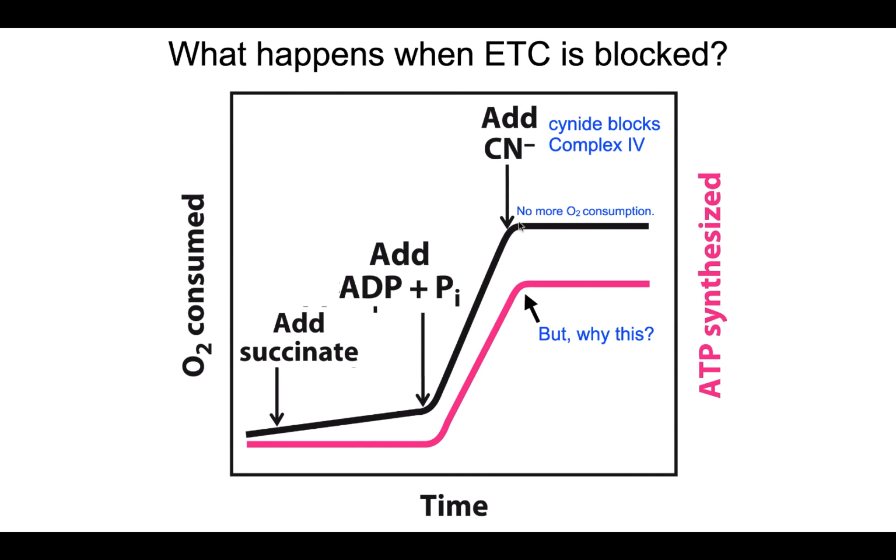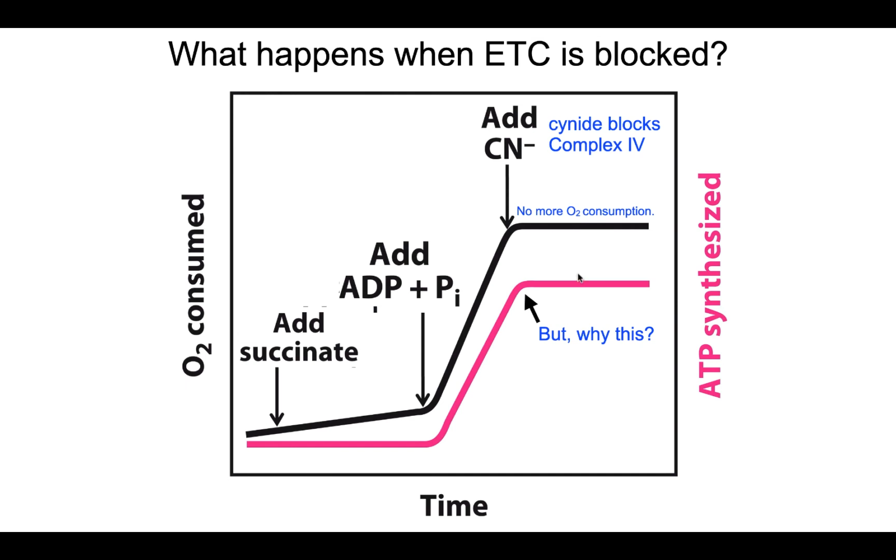Fantastic. But now let's see what happens. Again, we're messing around with the system to support the idea that these two processes are coupled. They are dependent upon one another. So the next step is we add cyanide to the system. And now what cyanide does is it blocks complex 4. Complex 4 catalyzes the reduction of oxygen to water and the oxidation of cytochrome C. So yeah, if you block that, of course, you don't get any O2 consumption.